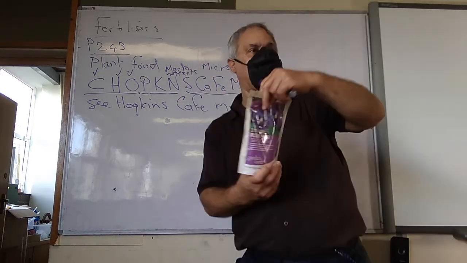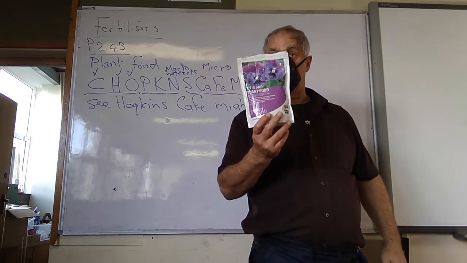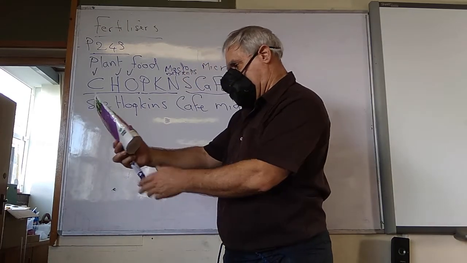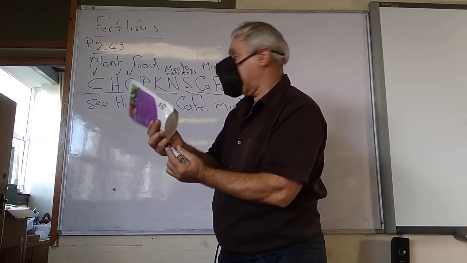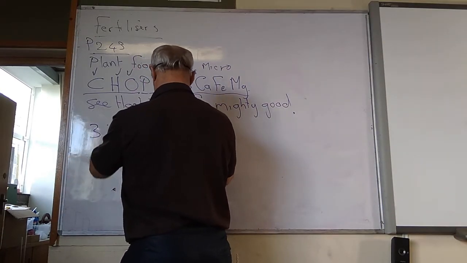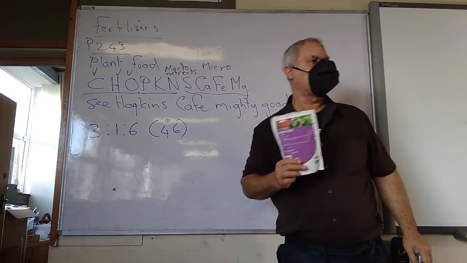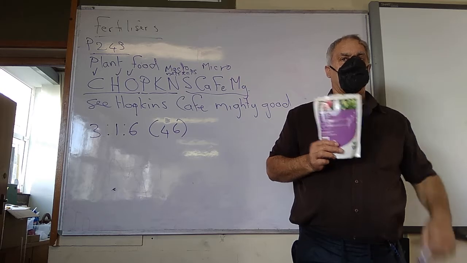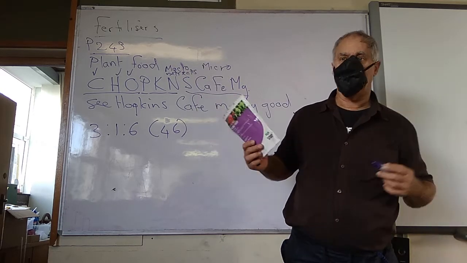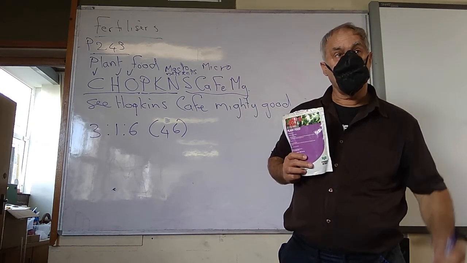Okay? So, on this bag of garden care plant food, it says 3, 1, 6, 46. The average layman doesn't know what that means. This is what it means. It's the ratio of P, K and N. Lovely. Did you know that?